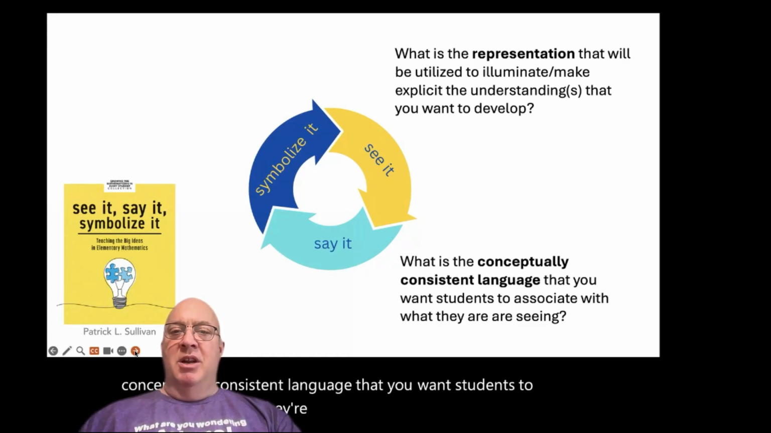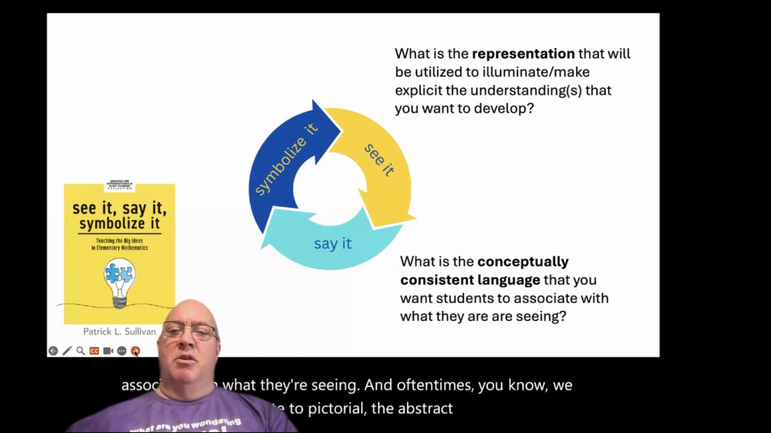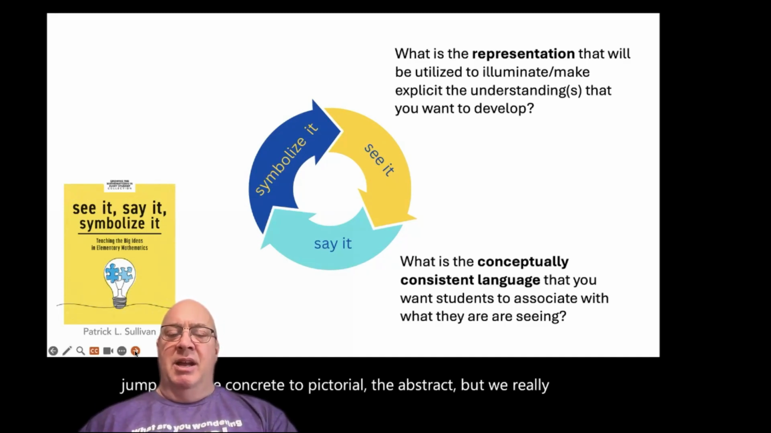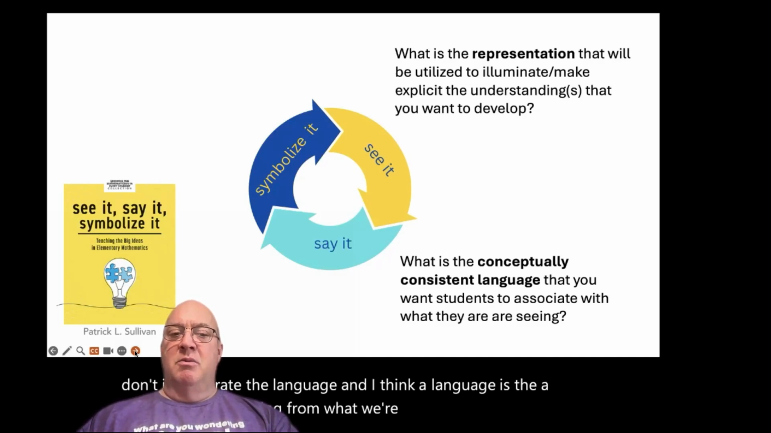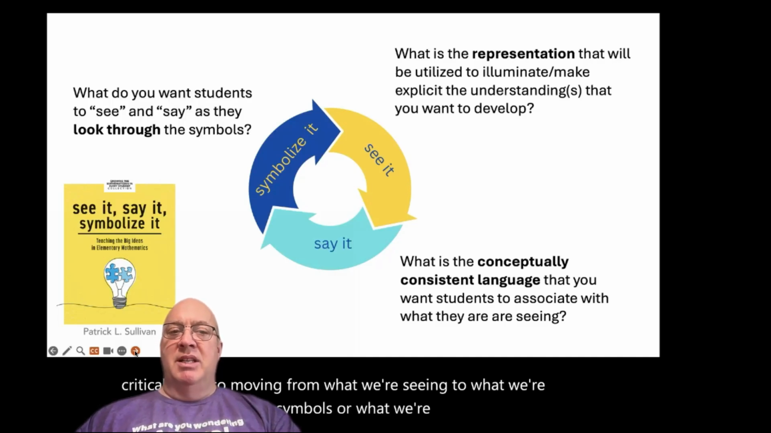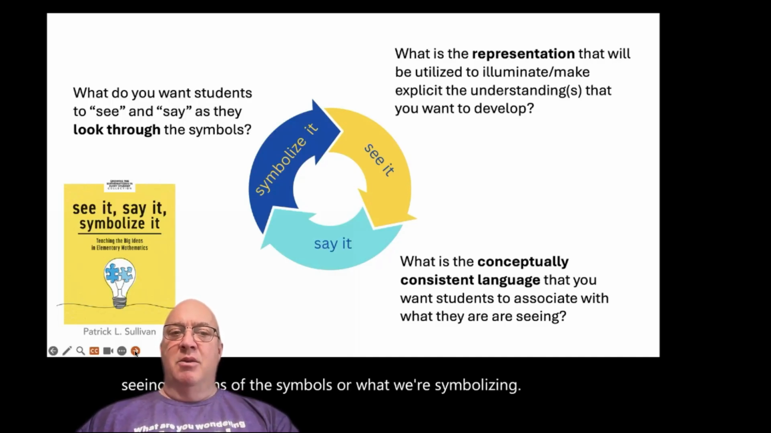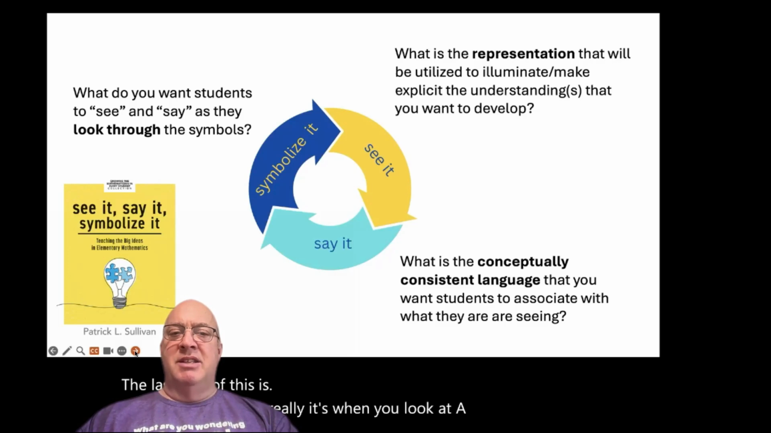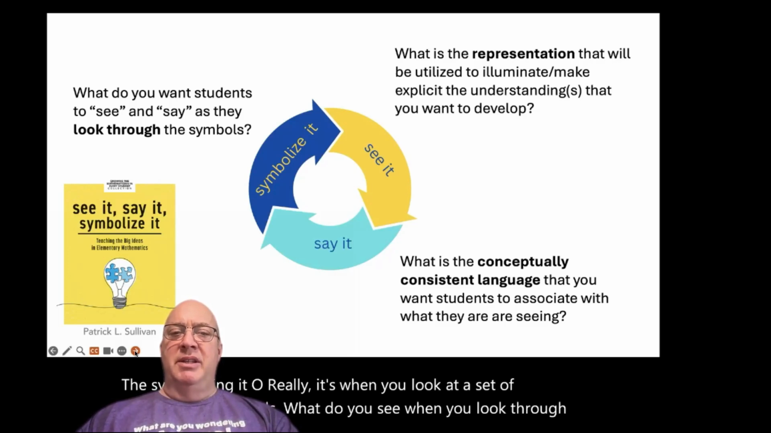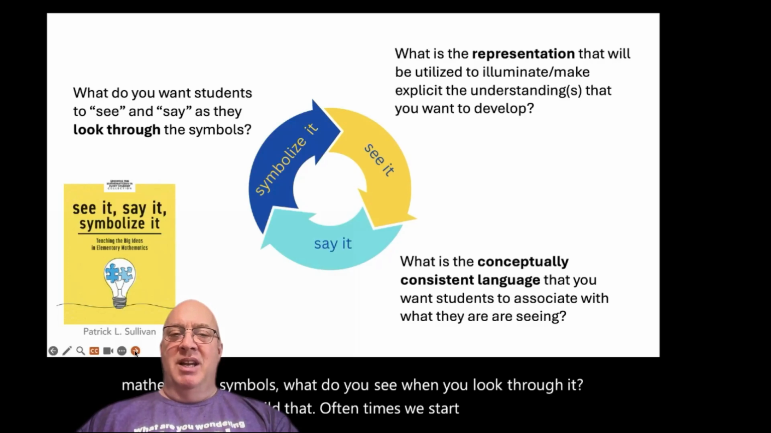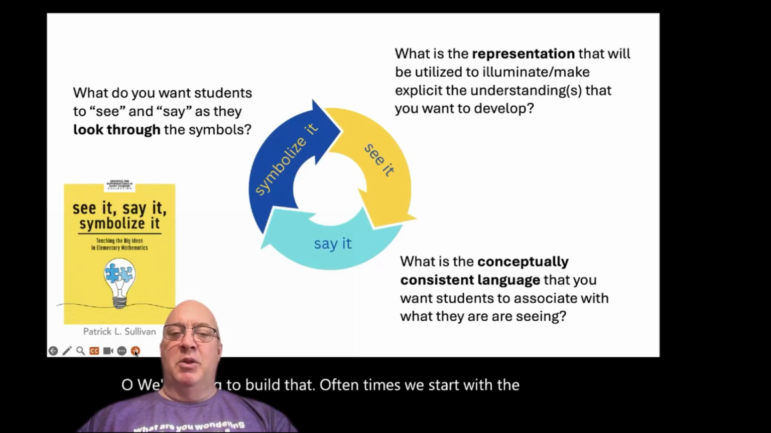And oftentimes, we jump from the concrete to pictorial to the abstract, but we really don't incorporate the language. And I think language is a critical piece to moving from what we're seeing to what we're symbolizing. The last part of this is symbolizing it. So really, it's when you look at a set of mathematical symbols, what do you see when you look through it? So we're going to build that. Oftentimes we start with the symbolizing, and that sometimes hinders students' ability to look through it because all they see is a cue to do something.